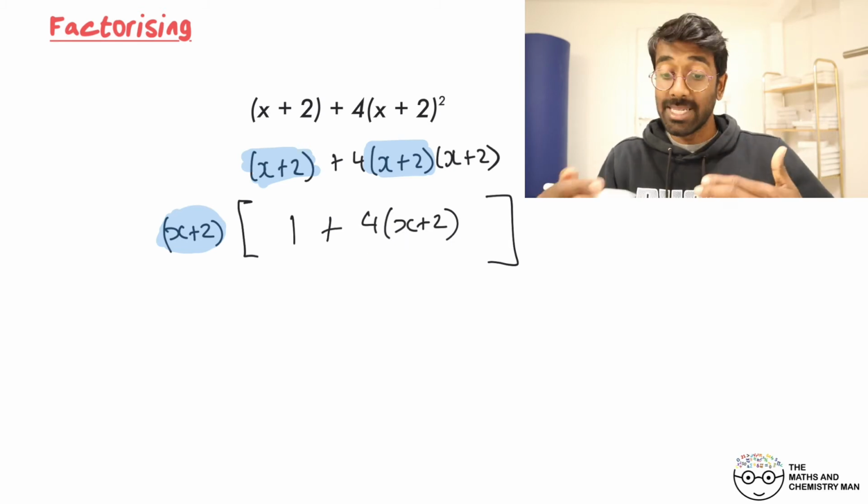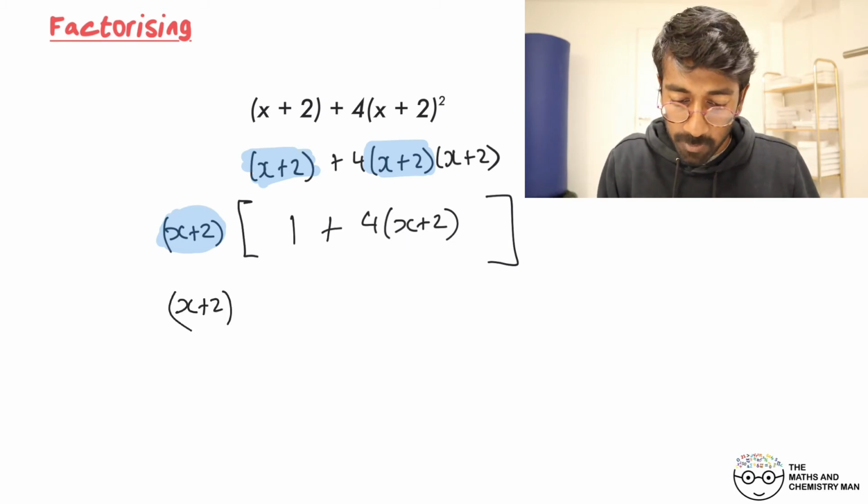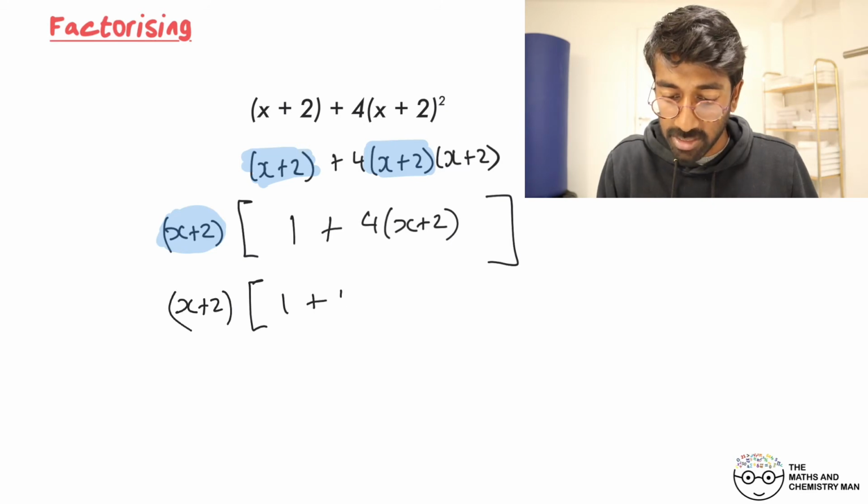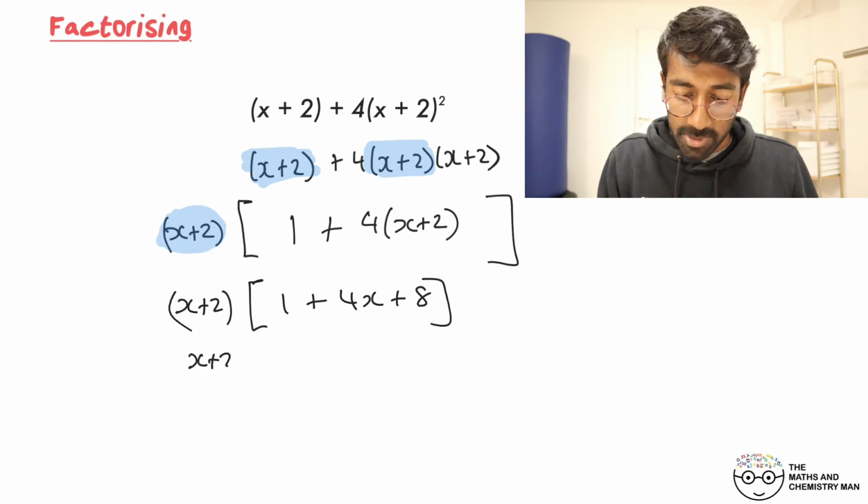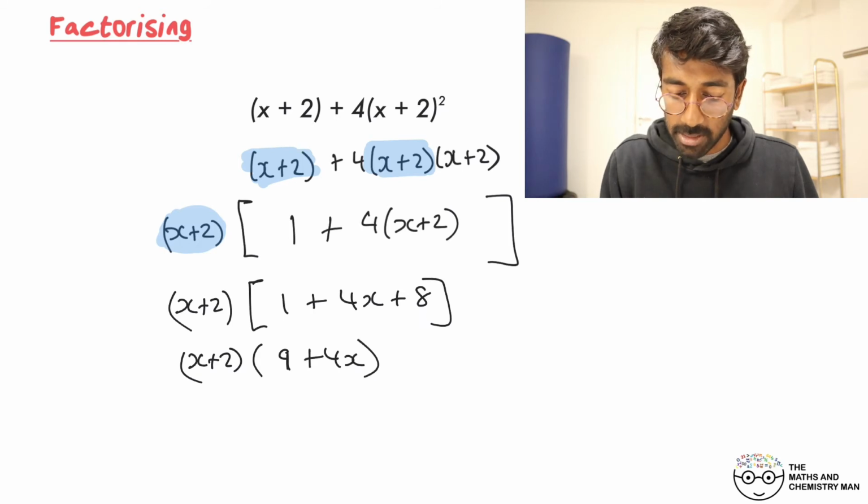And now what we can do is just neaten up the inside. So x plus 2, and then we'll have 4 plus, expand that out, 4x plus 8, and then x plus 2, and then we've got 1 plus 8 there, so we'll say 9 plus 4x. Done.